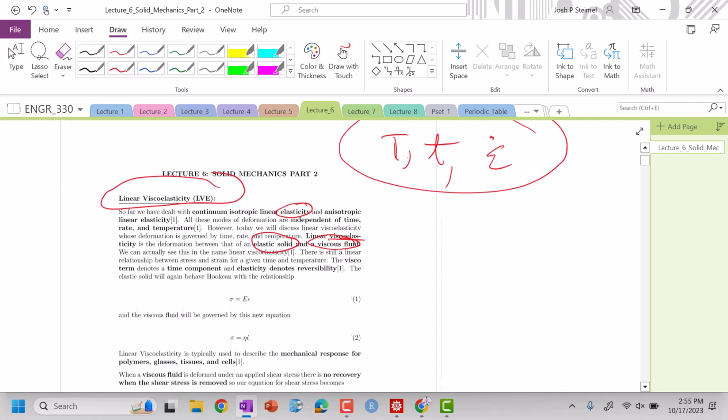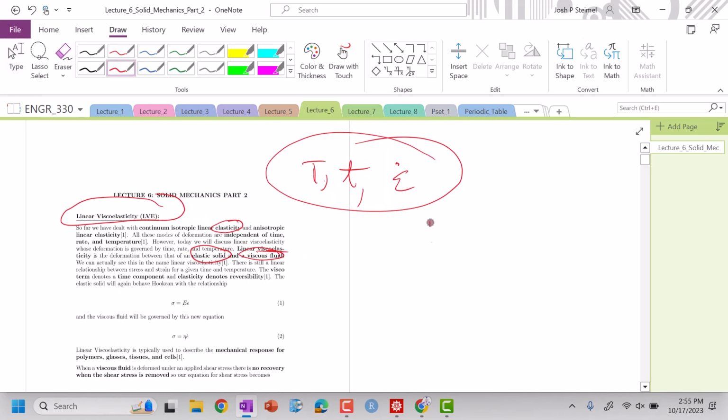So if we break down these time, temperature, and strain rate effects, I'm going to break it down into a solid response and a liquid or viscous response.